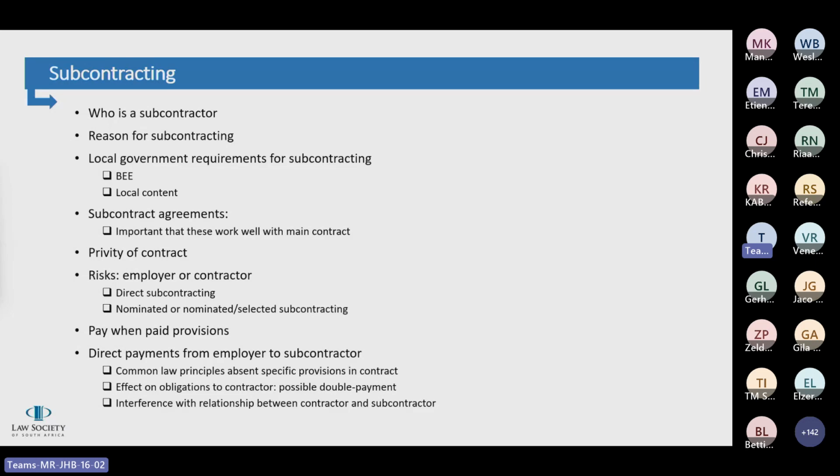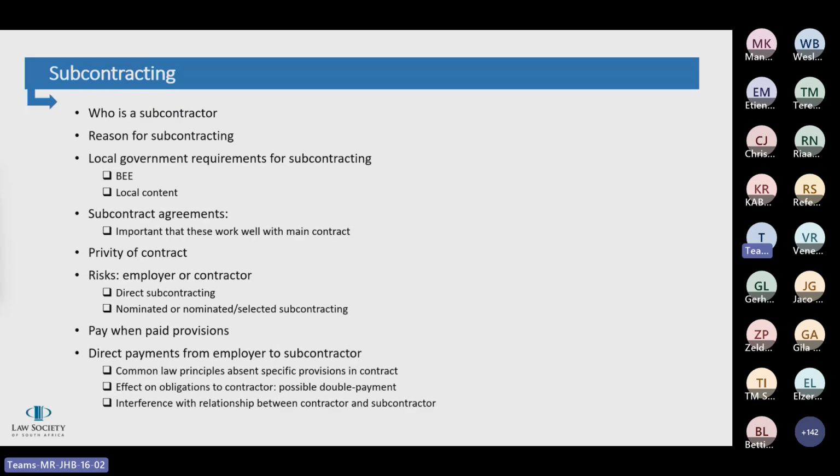All right, so what is the reason for subcontracting? You might need a specific skill that the main contractor doesn't have. You might need additional resources. It might be cheaper for the subcontractor to do that portion of the work than for the main contractor. There might be local content requirements, and there might be BEE requirements.